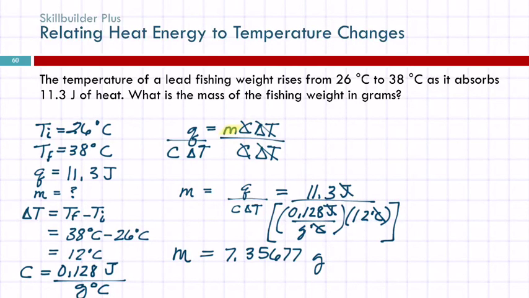Sig figs. Yes. How many should it have? 2. These are the numbers. We've got 3 sig figs here, we've got 3 here, and this temperature is only 2 sig figs. So we'll round this to 7.4 grams. Any other questions?